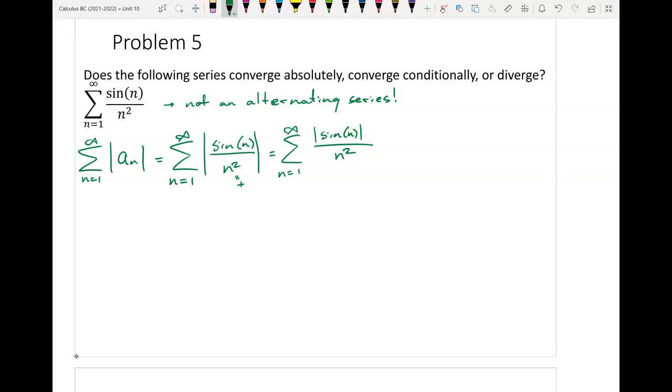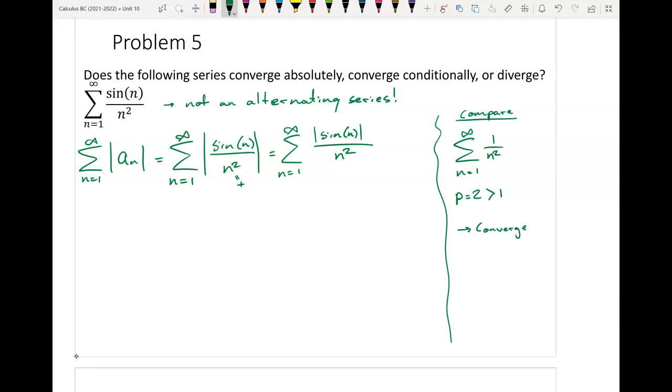Well, to do so we can go ahead and look at a comparison test, direct comparison. And the one that I'm going to compare it to, hopefully that makes sense, is just 1 over n squared. Because that, we know what that is. 1 over n squared is a p series where p is equal to 2, which is greater than 1. So this converges.